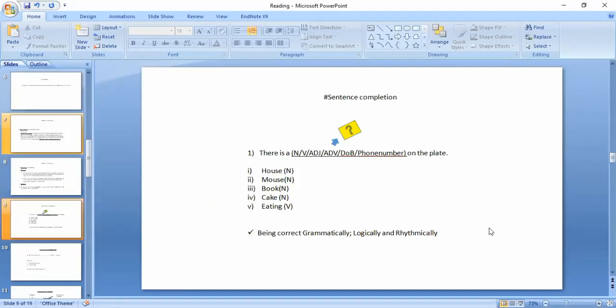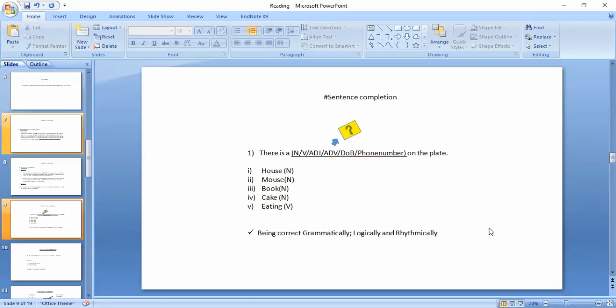Now, here is another skill or strategy that you need to adopt in order to get a very good score in reading. That is useful for sentence completion type of question. For example, there is a fill in the blanks type of question, and you come across slide number one. There is a dash on the plate, is the question. Now, on that blank, you need to guess what you need. Whether you need a noun, whether you need a verb or adjective, adverb, date of birth, or a phone number. You have to figure it out.